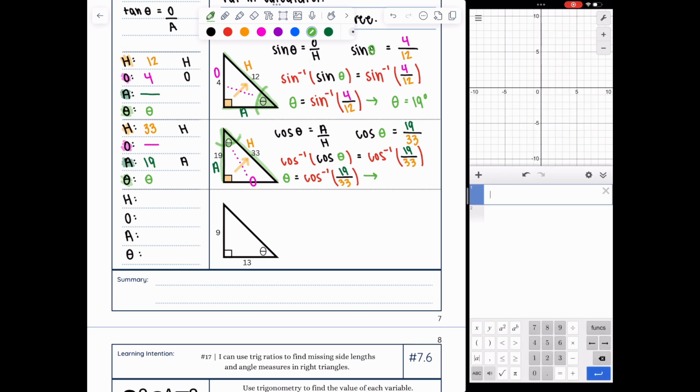Awesome, I am. And so now I look for the function menu. I want inverse cosine, make sure that the -1 is there as an exponent, and I like to close my parentheses, but you don't have to.